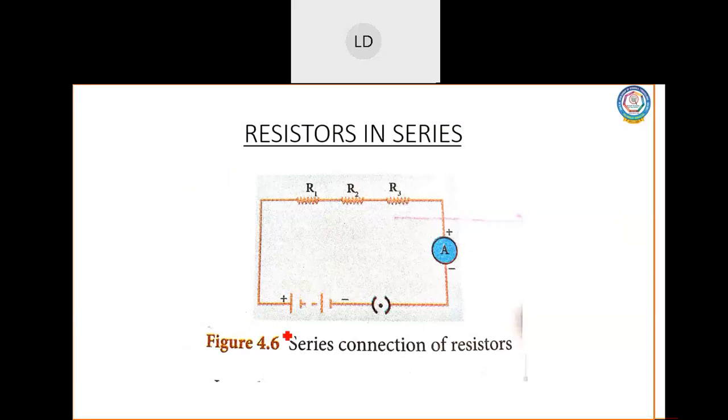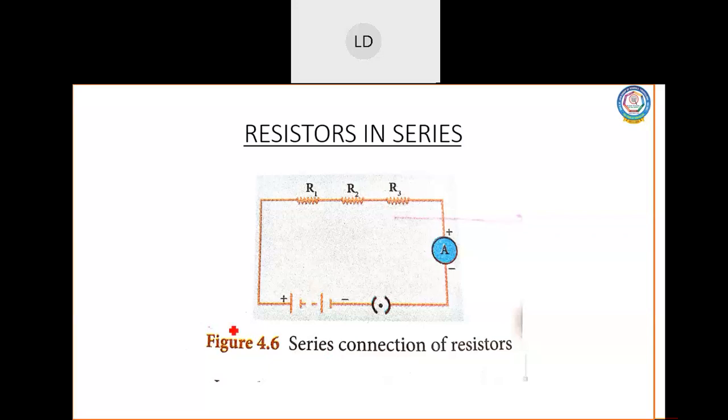If any one part of the circuit is interrupted, what happens? The current will not pass through the entire circuit. This is a disadvantage of series connection, but still we'll see what it is. Now what happens to the current and what will be the effective resistance when such a system of resistors is connected in series? That is what we are going to discuss.